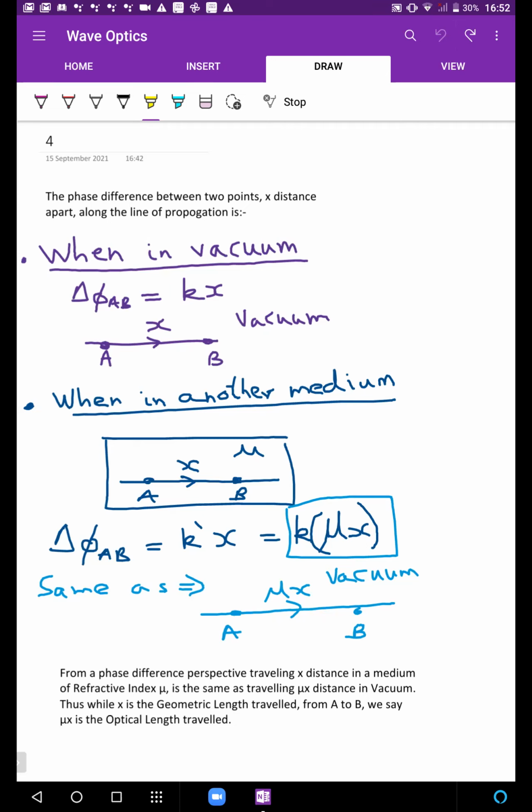So because you ran through water, you lost as many calories as you would if you had covered 10 times that distance in air, or something like that. So when light travels x distance through a medium, it undergoes as much phase change as it would undergo had it traveled mu x distance in vacuum. Okay, so that's the idea. So x distance in a medium is like mu x in vacuum.